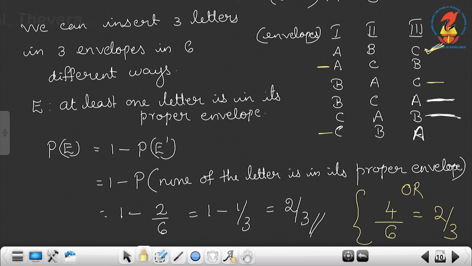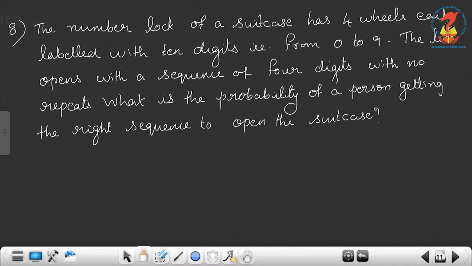Okay. The next one. The number lock of a suitcase has 4 wheels, each labelled with 10 digits, that is from 0 to 9. The lock opens with a sequence of 4 digits with no repeats. What is the probability of a person getting the right sequence to open the suitcase? So the number lock of a suitcase has 4 wheels, and each is labelled with 10 digits from 0 to 9.